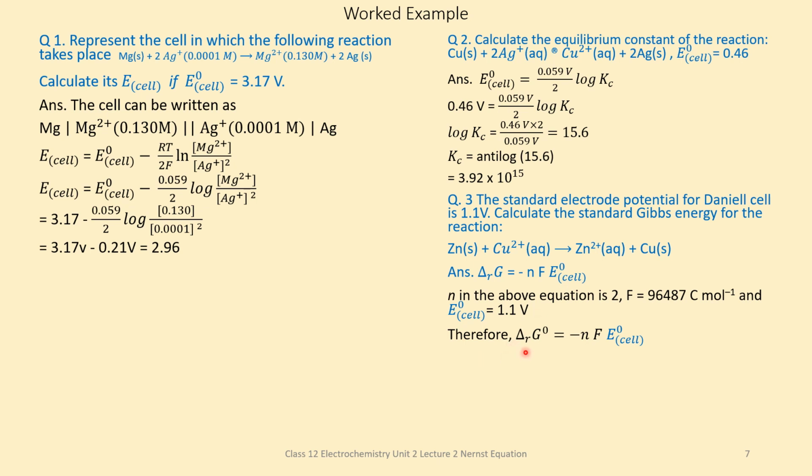Therefore, delta rG naught is equal to minus nFE naught, that is equal to minus 2 into 1.1 volt into 96487 coulombs per mole. So that becomes minus 212127 joules per mole, or minus 212.27 kilojoules per mole.